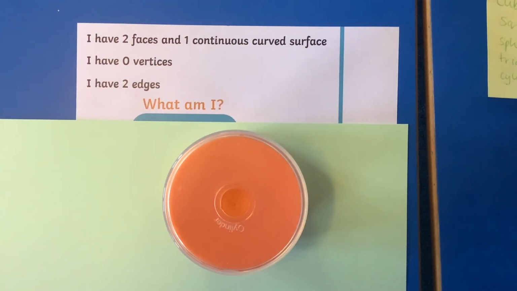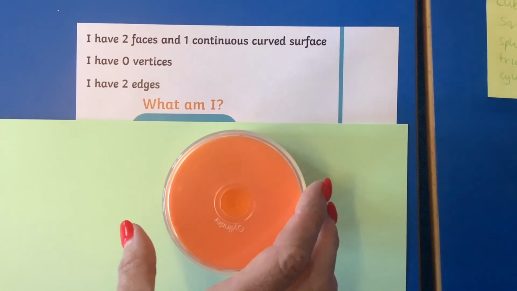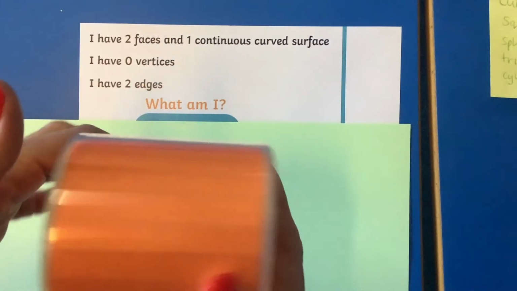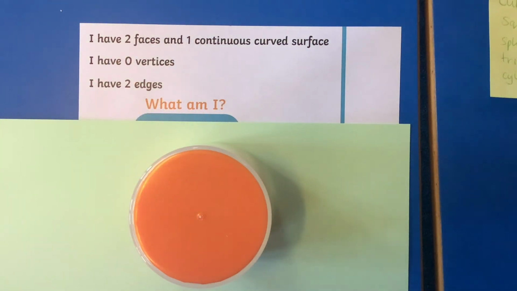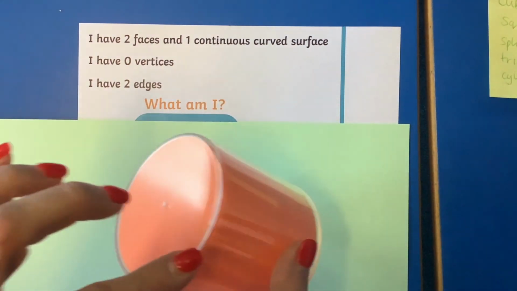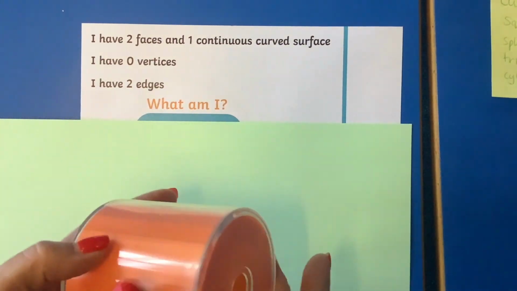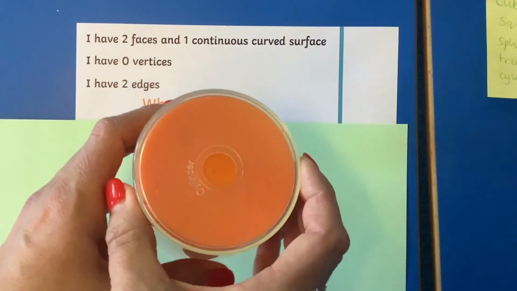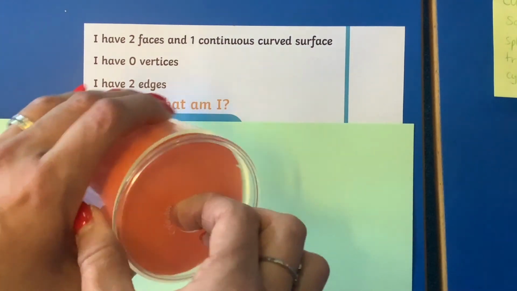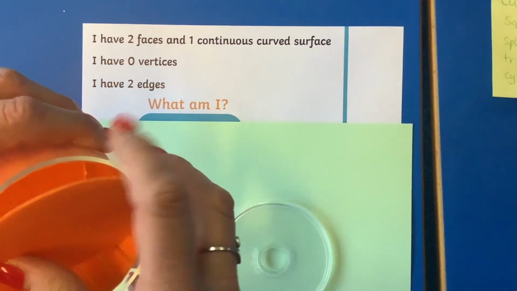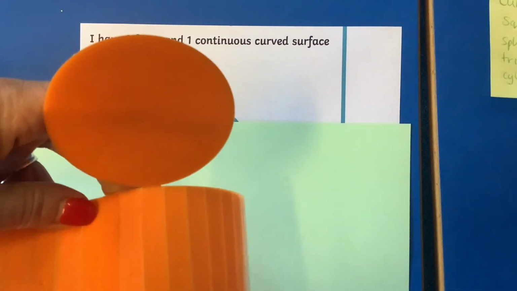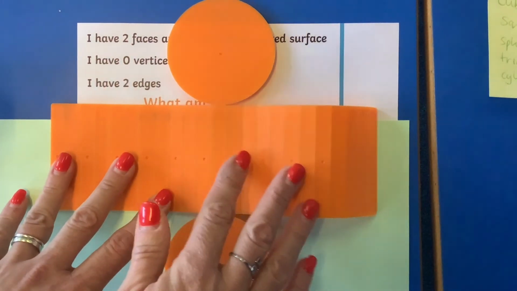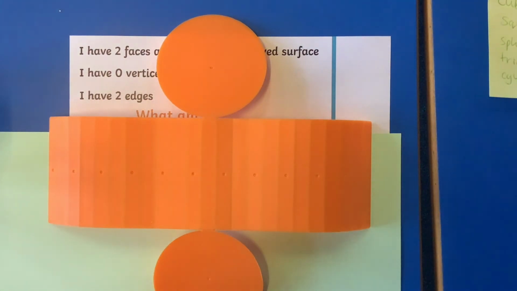There we go. Got 2 circular faces and 1 continuous curved surface. I've got no vertices and 2 edges. There's the first edge, it's not straight. There's the second one. Now these shapes are really cool. We didn't get to use them in school, but hopefully we get to use them next year. Look, they pop open, and then inside we can find the net for the shape. So there you go. There's a net for a cylinder.